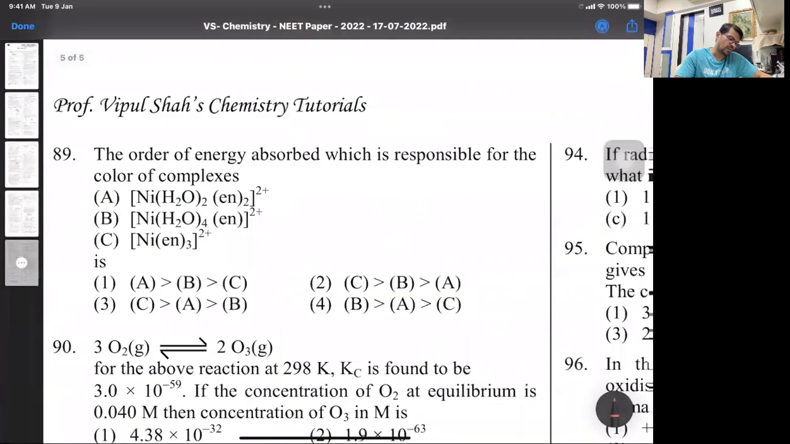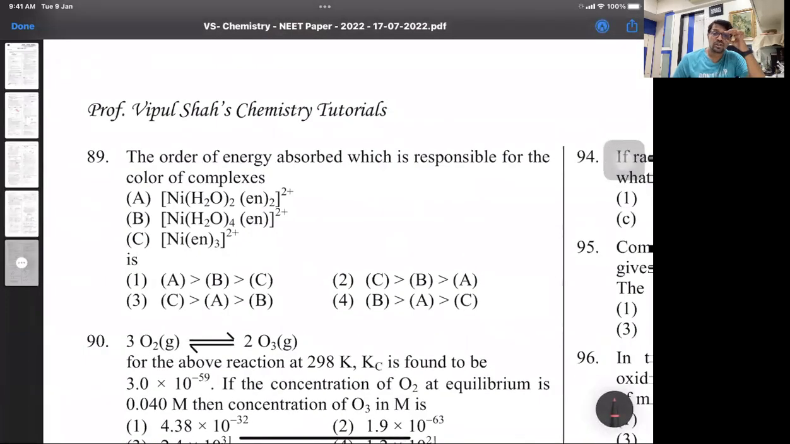Then the ninth one: the order of energy absorbed, which is responsible for the color of the complexes. Now see, this is very easy to understand. If I have a strong field ligand, then the strong field ligand will help in more splitting of the orbitals, that is the crystal field splitting, leading to d-d transition. So I require strong field ligands.